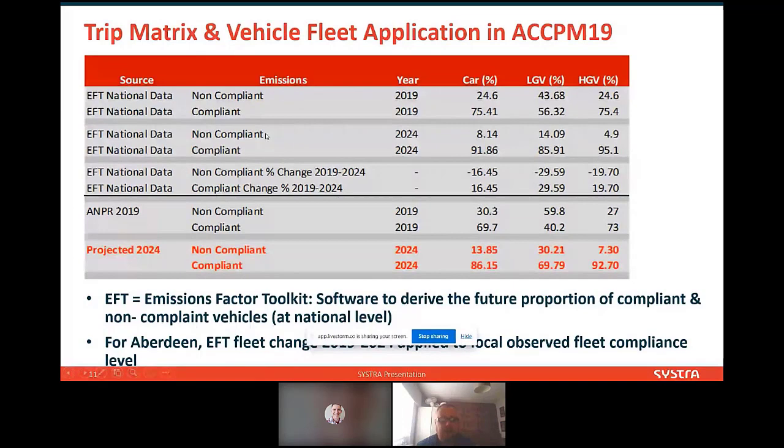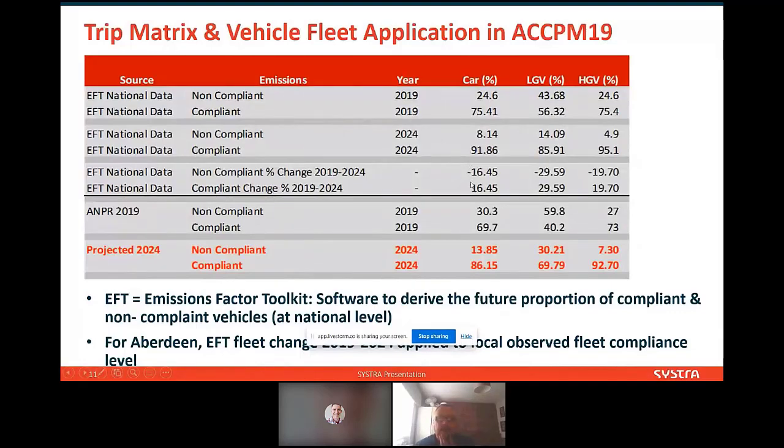The prediction through the EFT software suggested that by 2024, this had gone up by approximately 16% of compliant vehicles, and the level of non-compliant vehicles was down to 8%. So it's a 16% shift in cars becoming compliant, with new cars and people getting rid of old diesel cars, or in fact, people just not buying new diesel cars, or older diesel cars, I should say.